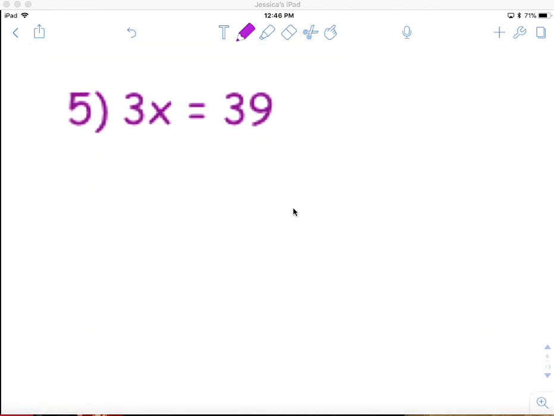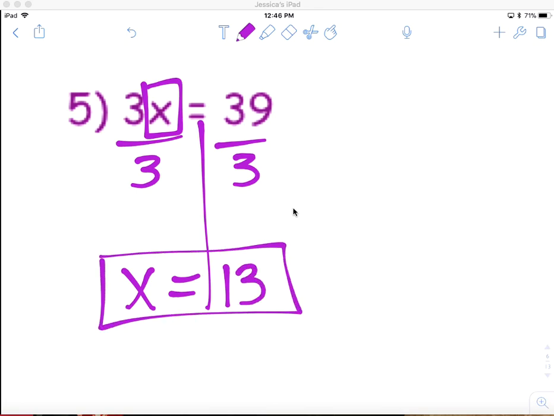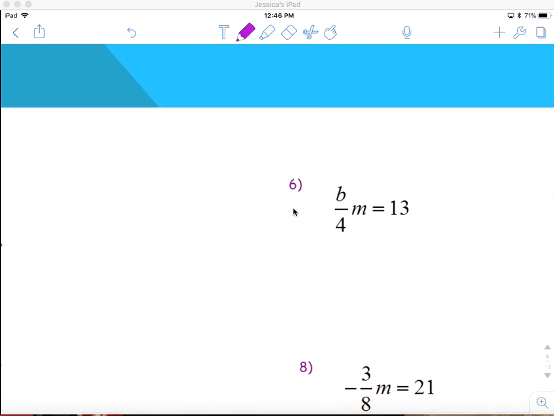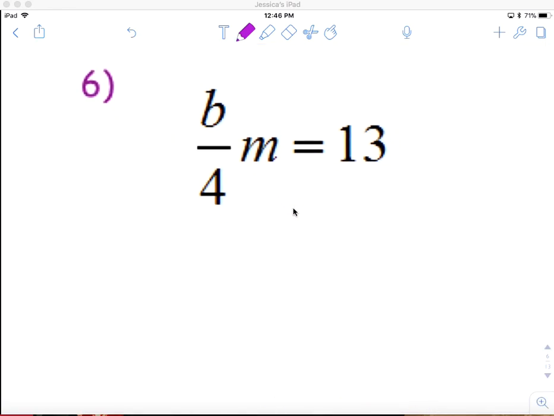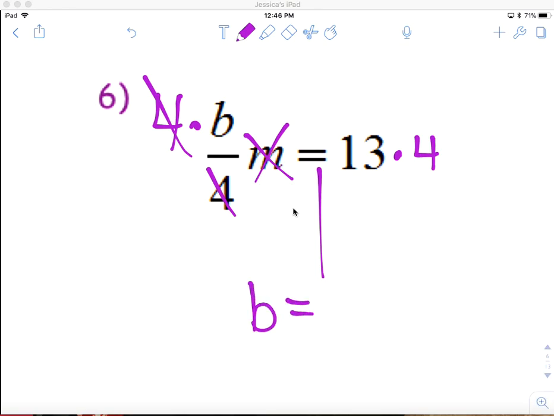On number 5, to get x by itself, the opposite of multiplying by 3 is to divide by 3. So you should have gotten x equals 13. On number 6, that is something funky. Let's change that to just b over 4 equals 13. Ignore the m. Sorry about that. The opposite of dividing by 4 is to multiply by 4. So the 4's cancel on the left. And on the right, 13 times 4 gives us 52.